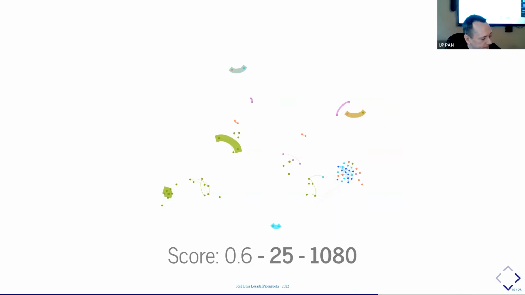If you set a minimum score at 25, for example, 99% of the graph disappears. Okay, so we are left with 90 edges. And around 75% of the authors also disappear.